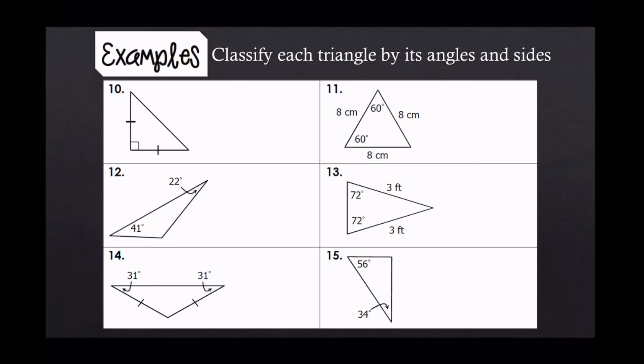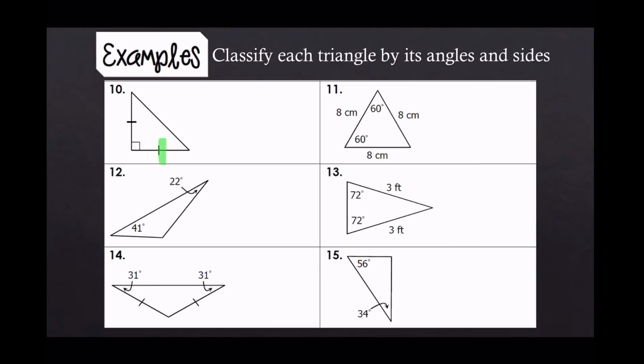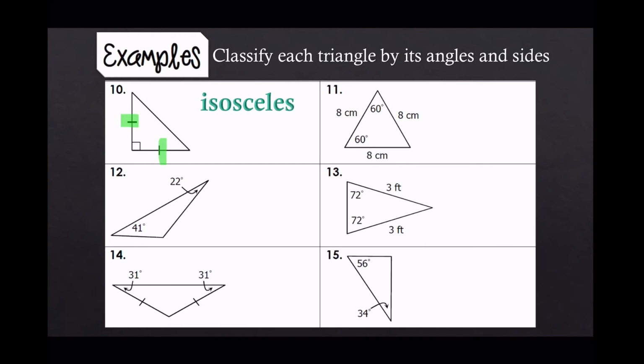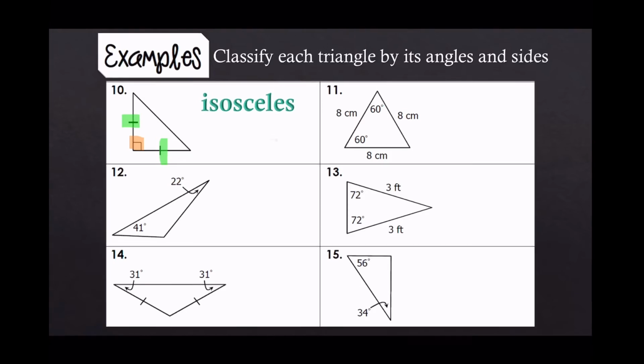So all I'm doing here is classifying each triangle by its angles and by its sides. If you look at number 10, there are markings on the sides, and there are only 2 of them, meaning it is isosceles. So I just classified it by its sides. Now if you look again, there is that little square box telling me that this is a right triangle. So therefore, I just classified it by its angles.